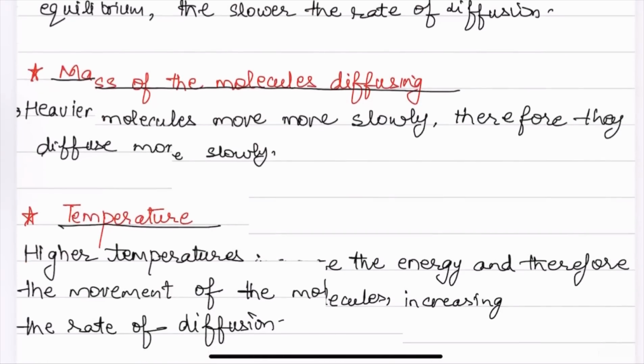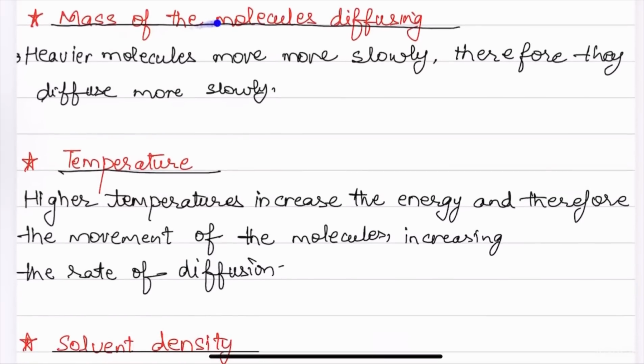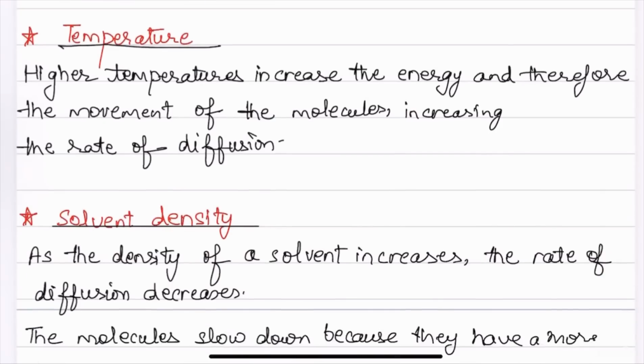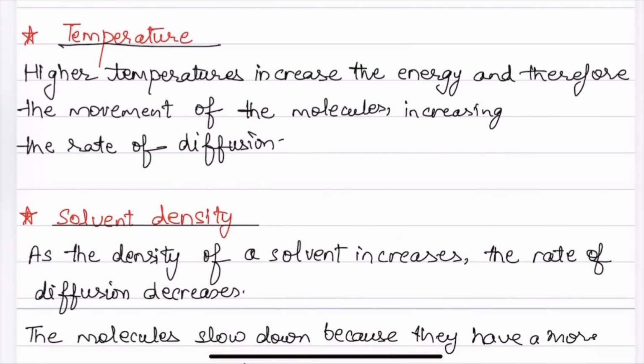Second, we have the mass of the molecules diffusing. If the molecules which are diffusing are heavier, they'll move slowly. Therefore, they diffuse more slowly. Next, we have temperature. Higher temperatures increase the energy and therefore the movement of the molecules, increasing the rate of diffusion.